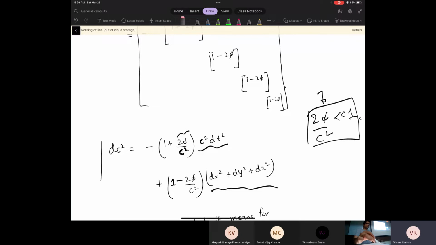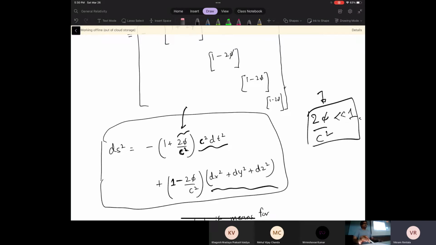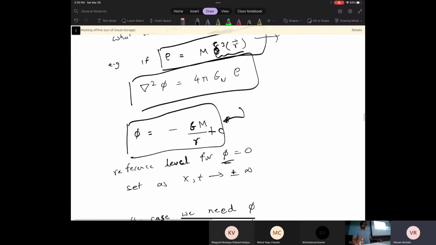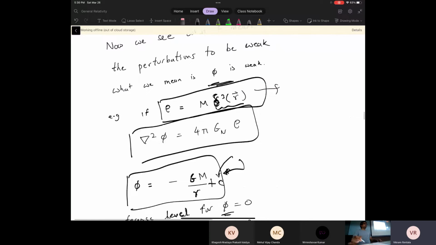The point is that the perturbation should be small at large x and large t, because by assumption we get the Minkowski metric at large x. So the potential should die out at large x. It should go to 0 at large x. So that fixes this constant to be 0. So our reference level for the potential is fixed by our boundary condition for solving Einstein's equations.